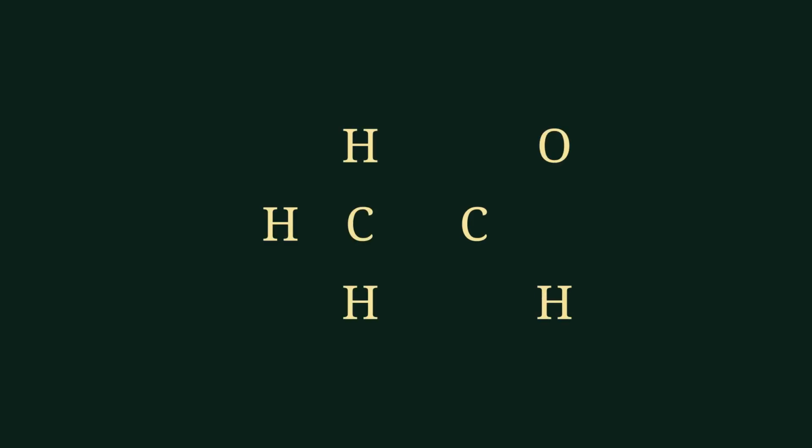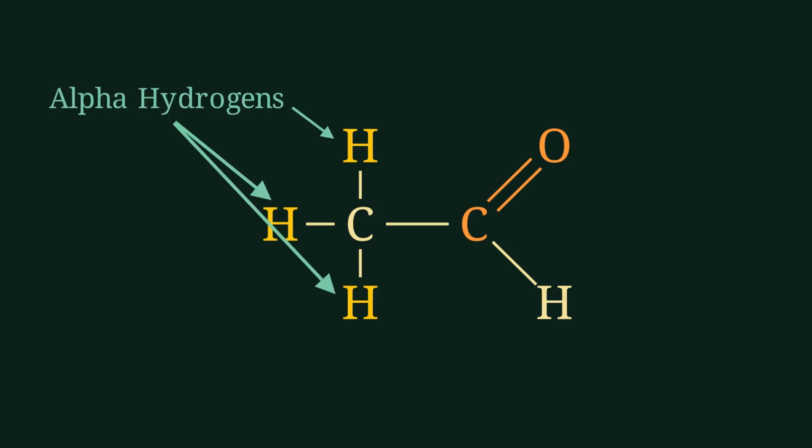To understand what's happening, let's look at our first player, acetaldehyde. Notice these 3 hydrogens attached to the carbon next to the carbonyl group. We call these alpha hydrogens, and they are the secret to this entire reaction. Because they are sitting right next to that oxygen double bond, they are surprisingly acidic.